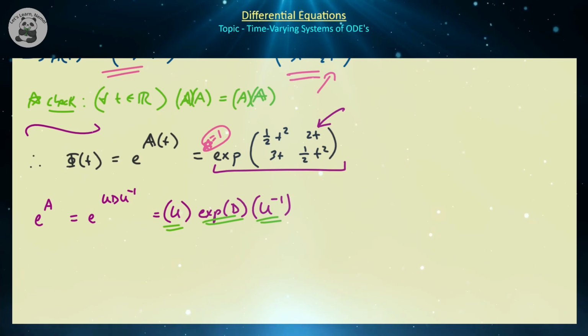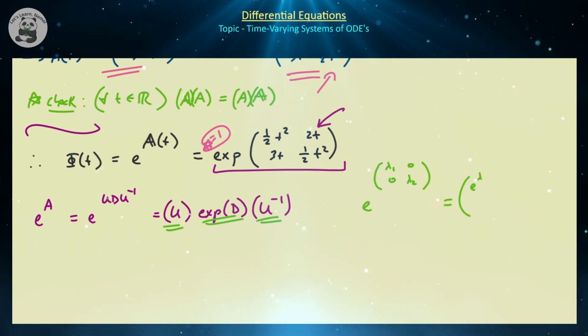So keep in mind, if you do not know what the exponentiation of a diagonal matrix is, I'll just do the 2 by 2 case. This is just going to be equal to the 2 by 2 matrix e to the lambda 1, 0, 0, e to the lambda 2. So that's actually very nice. It's also a diagonal matrix, right?